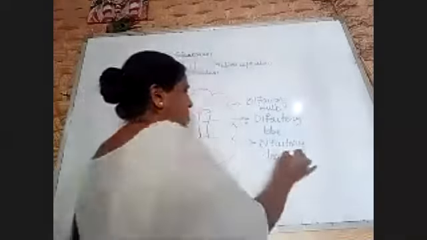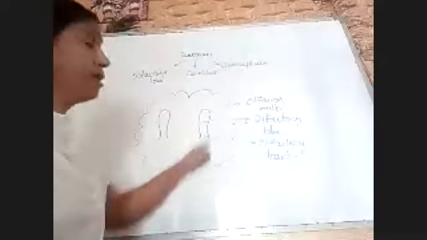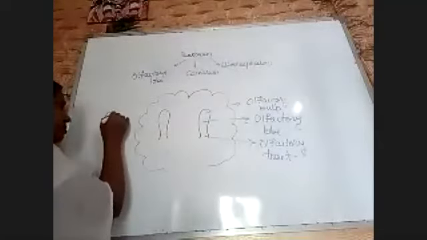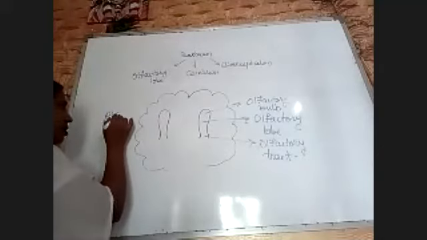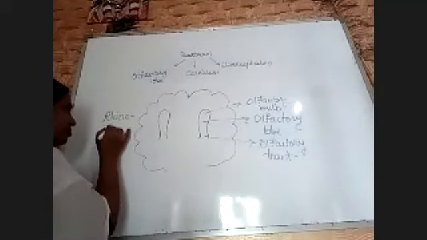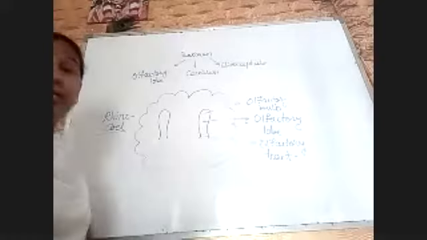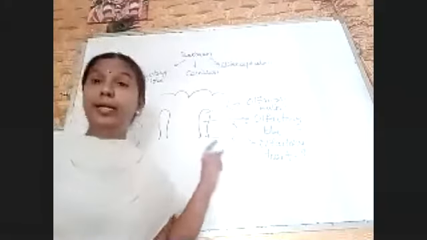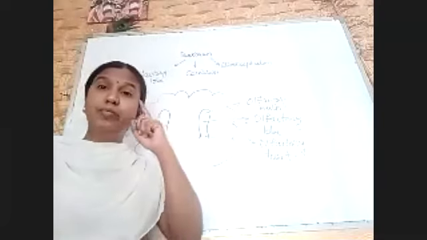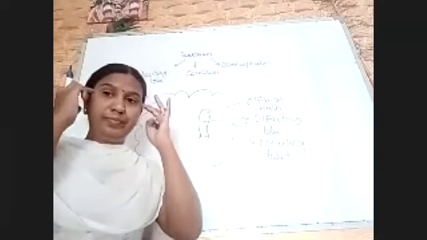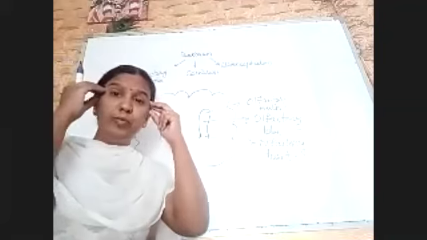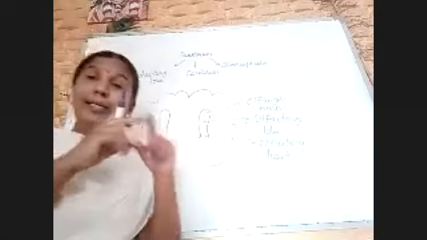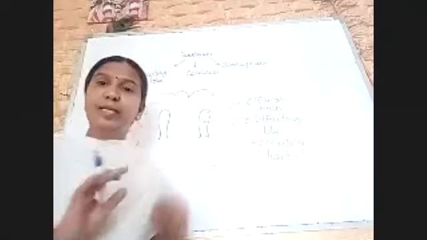This olfactory lobe contains a cavity. That cavity is called rhinocele. This olfactory tract ends into the temporal lobe of the cerebrum. Here is the temporal lobe of the cerebrum, and this olfactory tract ends into it.